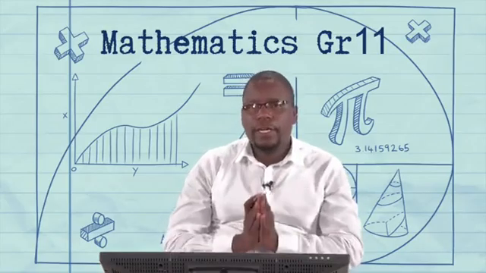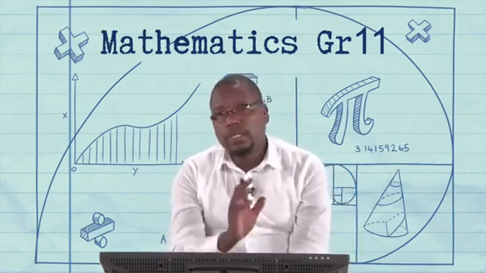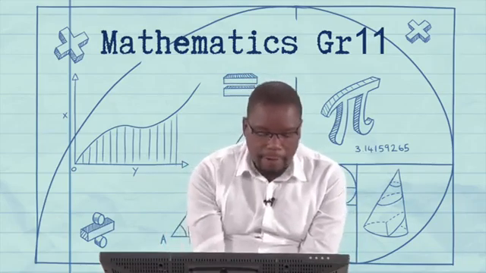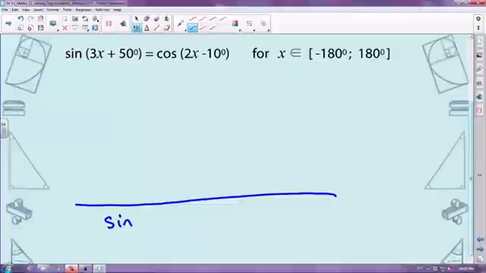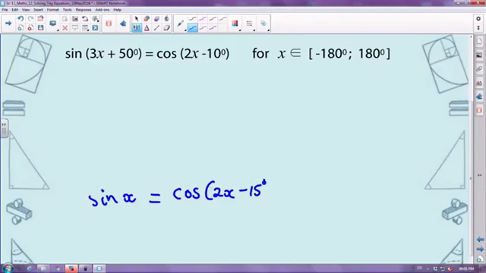Guys, well done for trying. And those of us who didn't get it, let's see how you do it. I just want you to listen attentively. If I've got sine of x equals to cos of maybe 2x minus 15, all right?